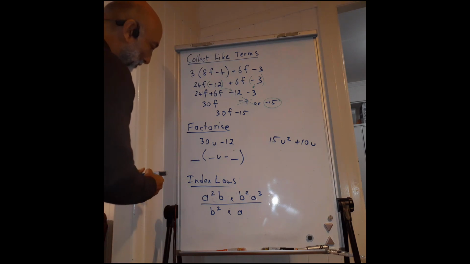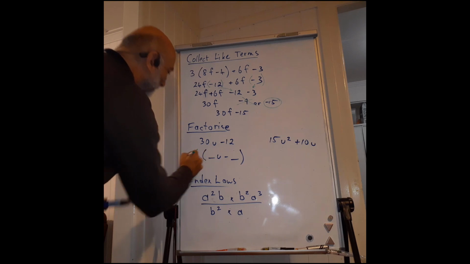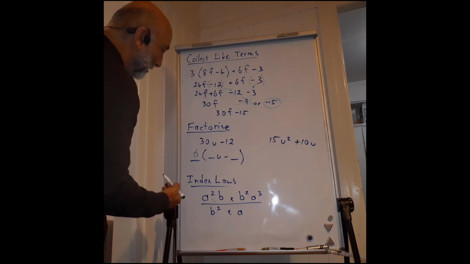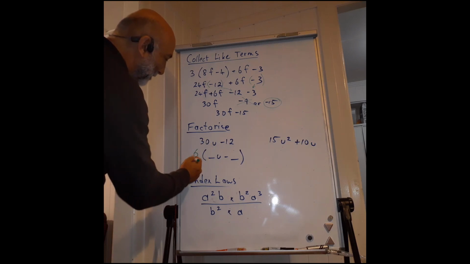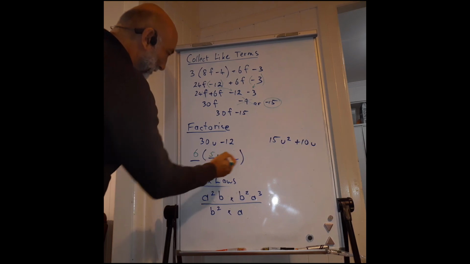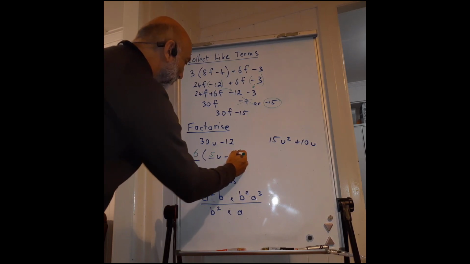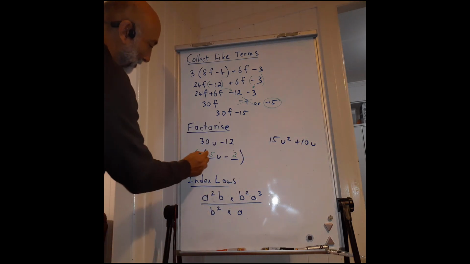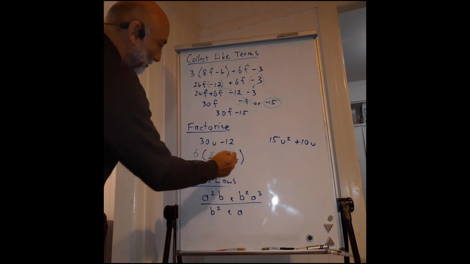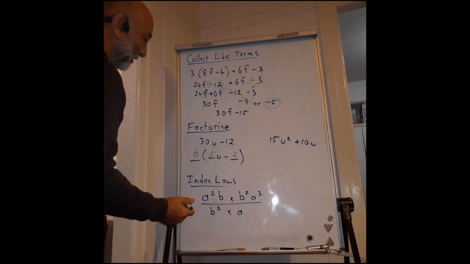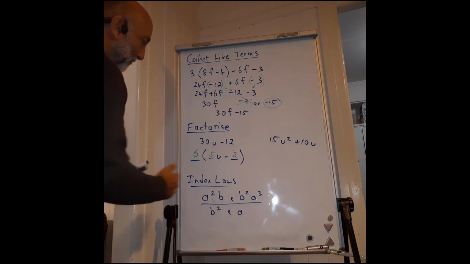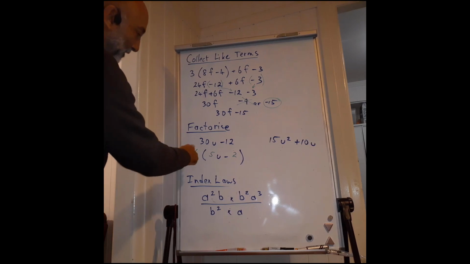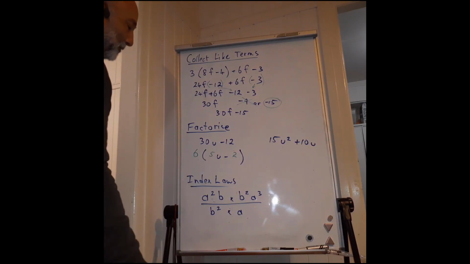So if we brought the 6 out like that, okay, so let's try it and see, and then we can check. So 30 divided by 6 is 5. 12 divided by 6 is 2. Let's check our maths by expanding it again. 6 times 5 is 30. Yes, that's right. 6 times minus 2 is minus 12. Yeah, that's right. So our factorized expression is that. 6 outside the brackets, 5u minus 2.